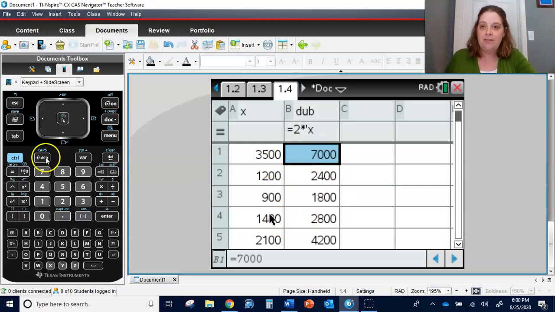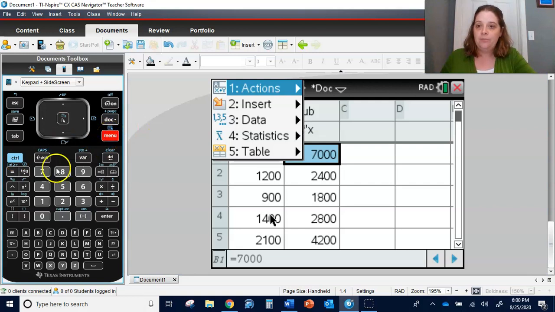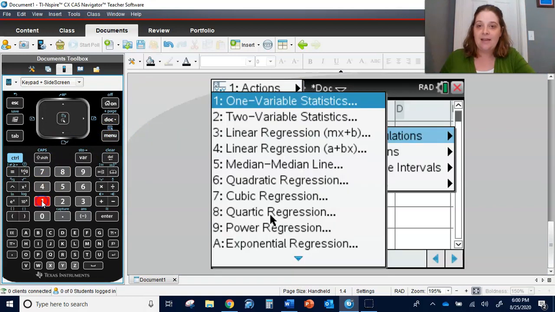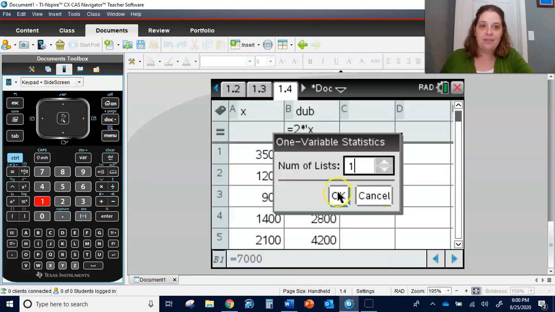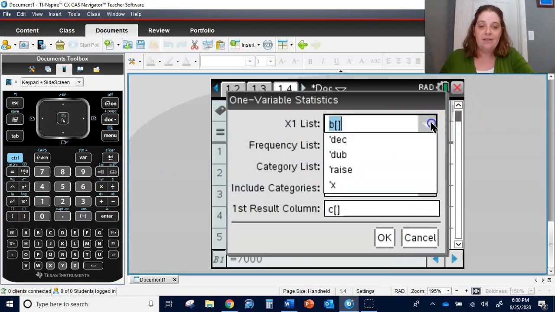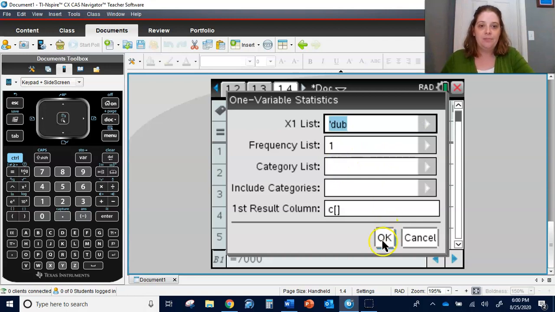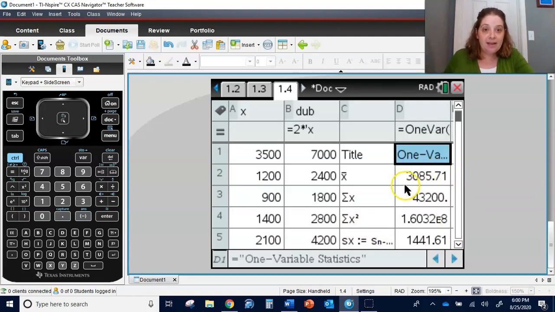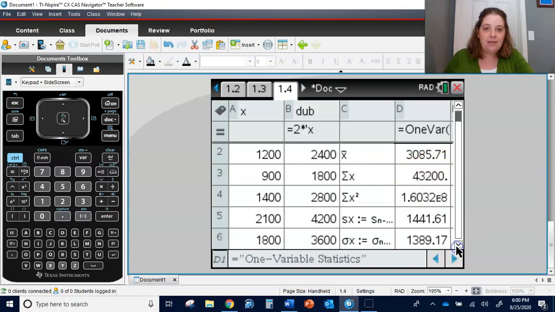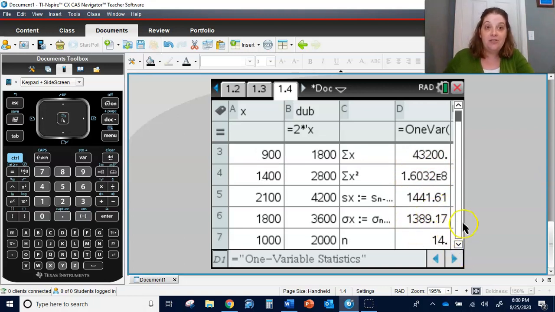There they are, twice as big as they were before. And now I'm going to run those one variable statistics. Menu, statistics, stat calculations, one variable statistics, one list. And this time, see, I've got all these variables from before, I want to pick double. My X bar, my mean, is now 3086. If I go down to my population standard deviation, it has in fact changed. Now we're looking at about 1389.